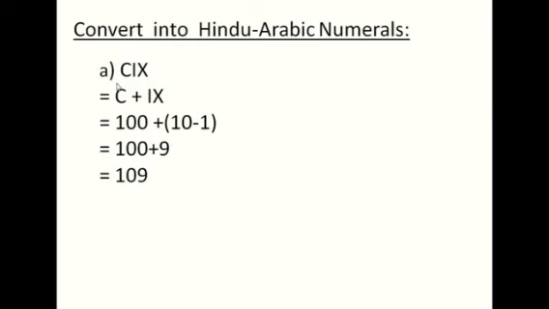I am explaining one more time. The sum has been given CIX. So we have separated them. So C, then plus IX. The value of C is 100. IX, how did it come, how was it formed? X means 10 and I is on the left of X, so it should be subtracted. So 10 minus 1. So 100 is as it is, plus we wrote then 10 minus 1, 9. Then add it, 100 plus 9, you will get 109. So CIX has been converted into Hindu-Arabic numerals.